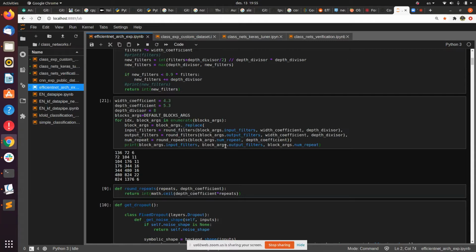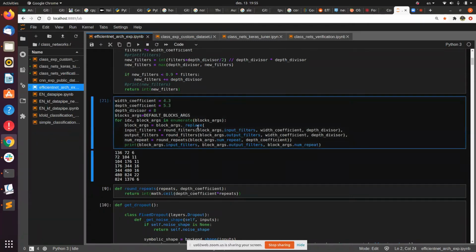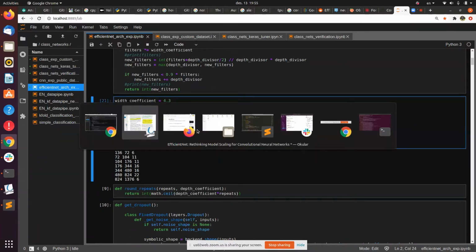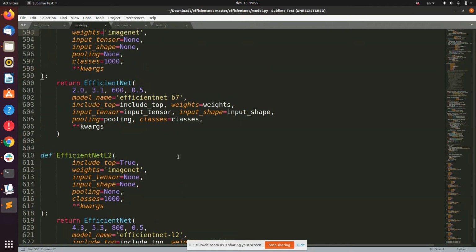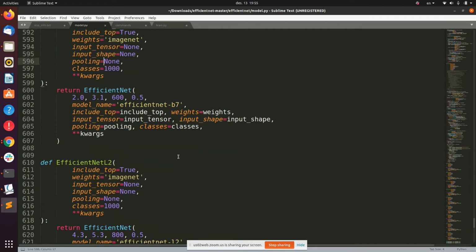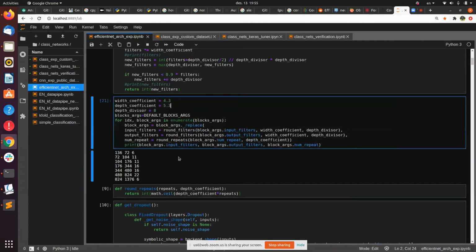Interesting. Okay. Is 4.3, 5.3 something you set, or is that one of the EfficientNet versions? No, I have taken it from this predefined one. As I have shown here, each version changes these factors. So I just took 2 samples from this and tried to explore what is happening in this code. That's how I initialized it.